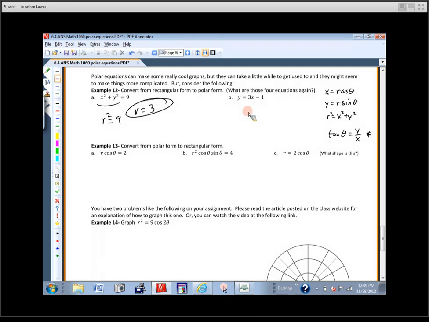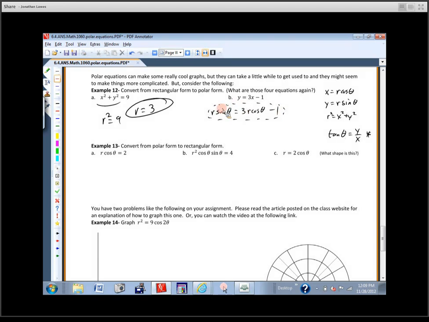I've got to change this into r's and thetas. Get rid of all the x's and y's, turn them into r's and thetas. So wherever there's a y, what can I put? I can put an r sine theta. Wherever there's an x, I can put an r cosine theta, and the minus 1 just stays the same. Now, technically, we've made the conversion.